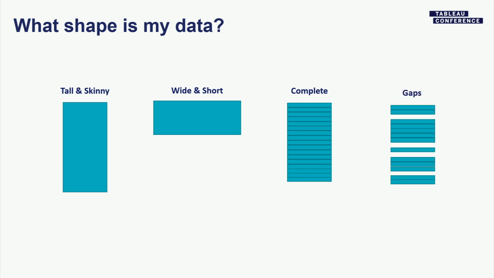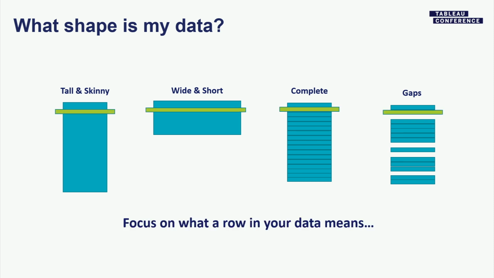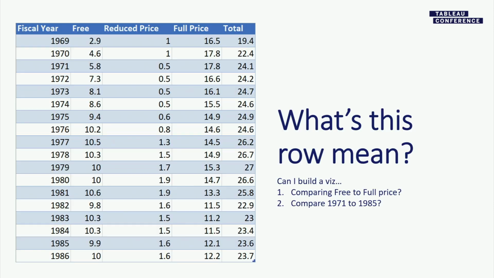Or I might have gaps. But how do I figure out which one it is and which one I want? The main thing I want to focus on is, what does a row in your data set mean? So let's try this.